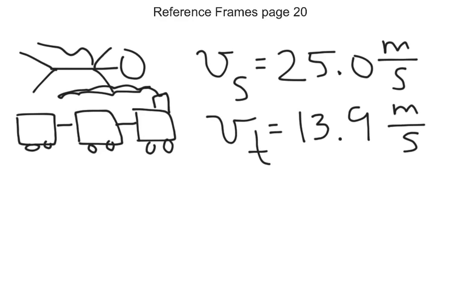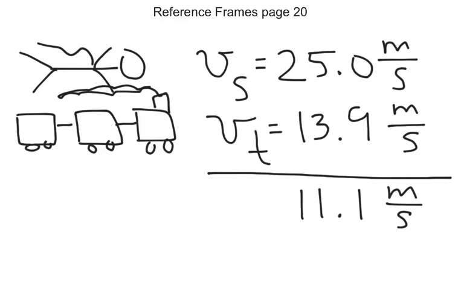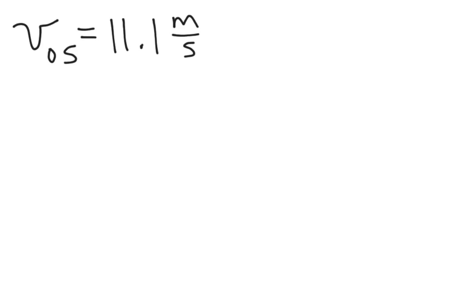Well, Superman's speed relative to the train is just the difference between these two values, which ends up being 11.1 meters per second. So Superman is traveling at a speed of 11.1 meters per second relative to the train. So Superman's initial speed relative to the train is 11.1 meters per second.